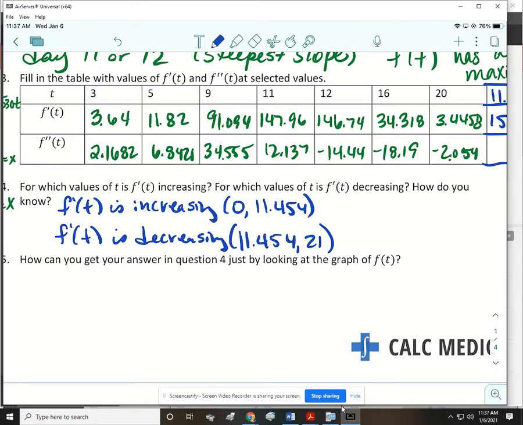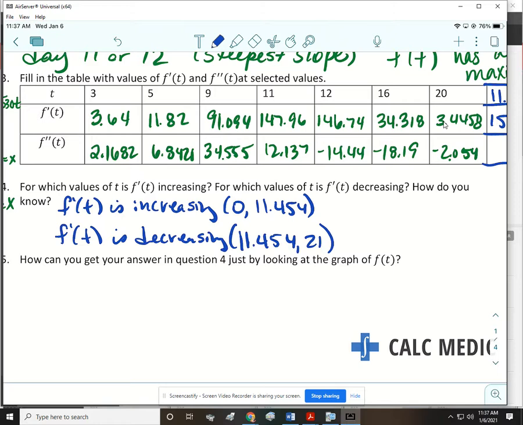Let's talk about y. So we talked about the first derivative test. Whenever the first derivative is positive, the function is increasing. And when the first derivative is negative, the function is decreasing. So that works when you are comparing second and first derivative. So when the second derivative is positive, the first derivative is increasing. When the second derivative is negative, the first derivative is decreasing.